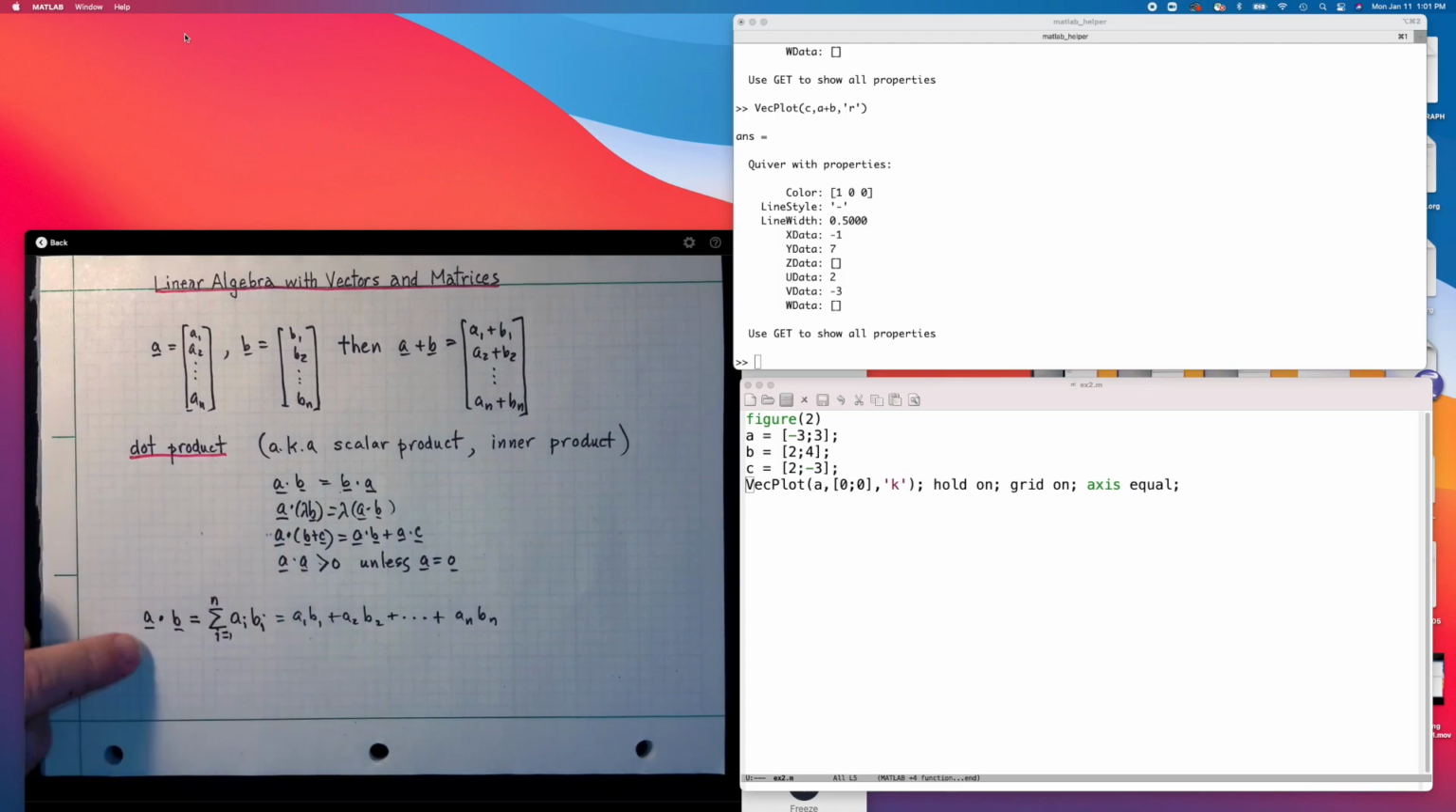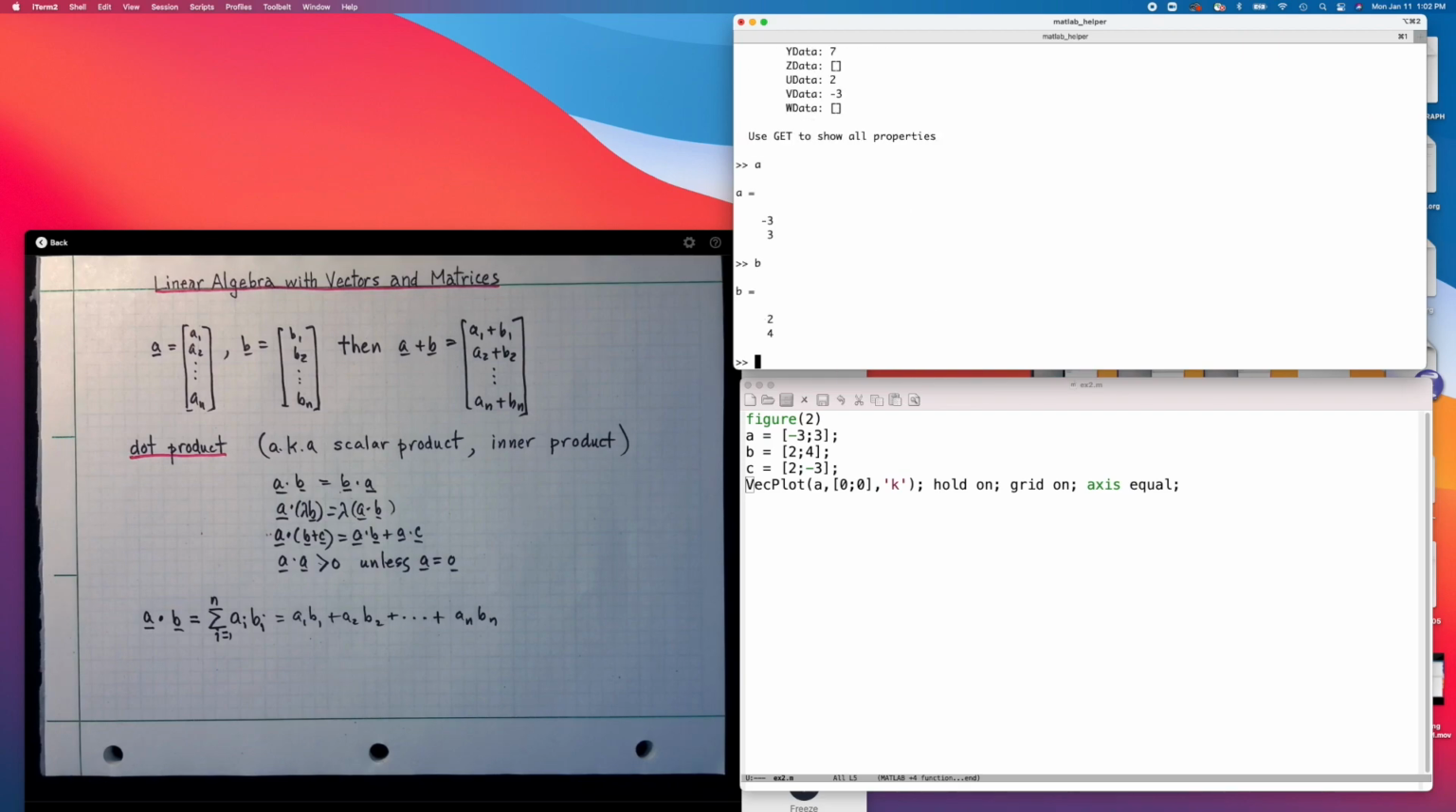I want to show how we compute it in MATLAB, how we do the dot product. There are different ways in which you can do the same operation. I want to keep my vector. So I have the vector A and the vector B, and if I follow this rule, the dot product of A with B should be minus 3 times 2, which is minus 6, plus 3 times 4 is 12, so the answer should be minus 6 plus 12, which is just 6. So if I do dot of A and B, I get 6 as expected.